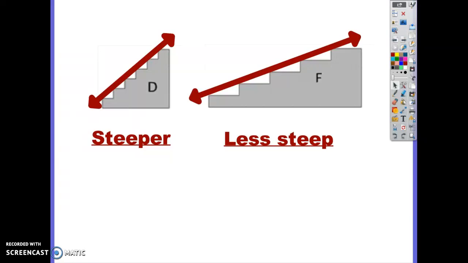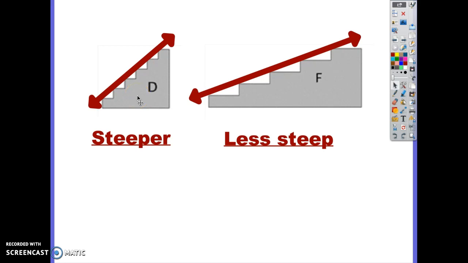Okay, so today's worksheet, we're going to be talking about transformations, and really quickly I want to express the difference between the words less steep and steeper. So I have two different staircases. One of them, D, is steeper than the other. And in reverse, letter F, staircase, is less steep than letter D.